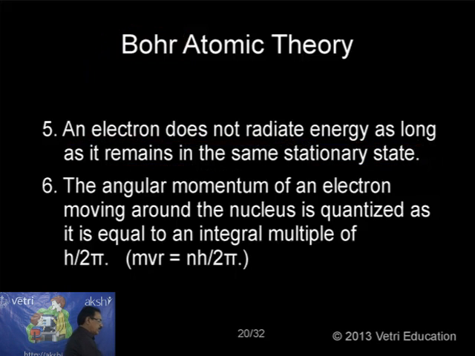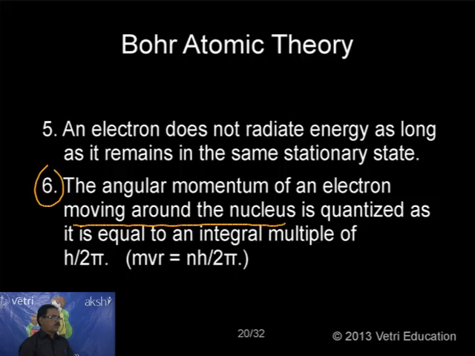Okay, next one, the sixth postulate. The angular momentum of an electron moving around the nucleus is quantized. We can calculate it. It is equal to an integral multiple of h by 2 pi.